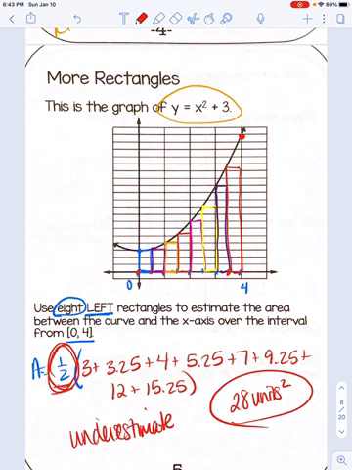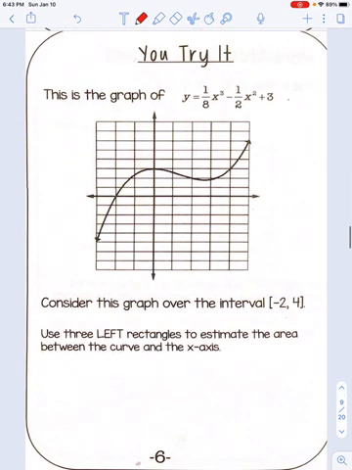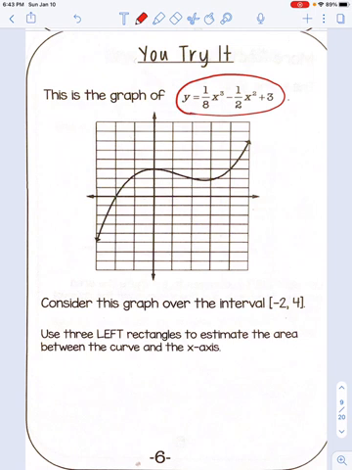Okay, so we've taken an interval of 4 and we've turned up the number of rectangles to 8. So now we're going to look at this guy. I've got a new function. And I'm going from -2 to 4. And I can't remember if yours is filled in or not. Regardless, I'm going from -2. So from here, 1, 2, 3, 4. So to here.